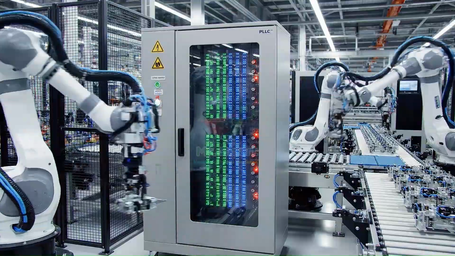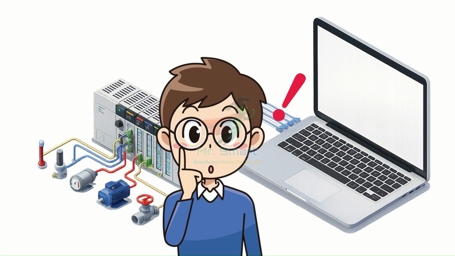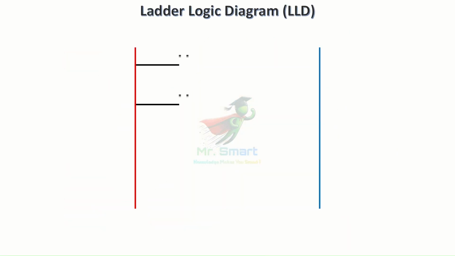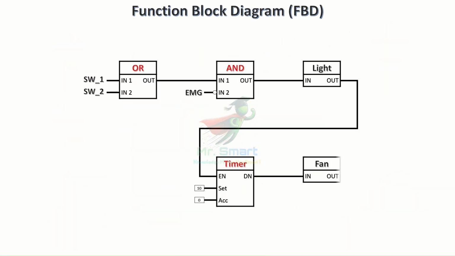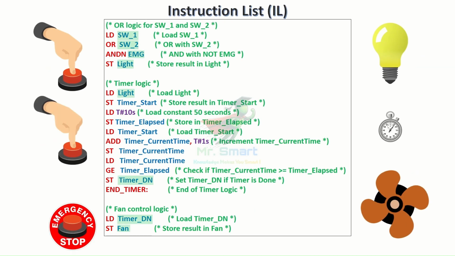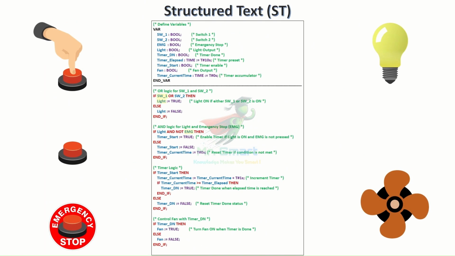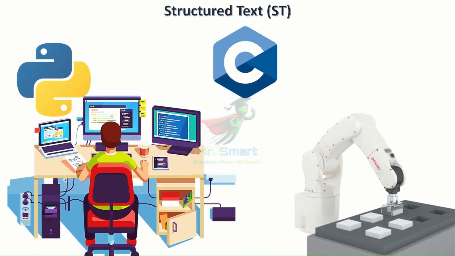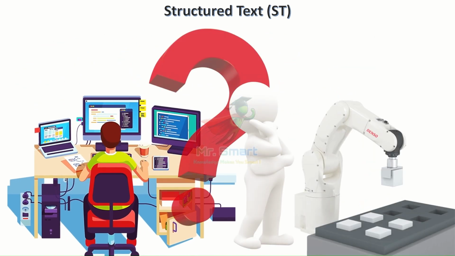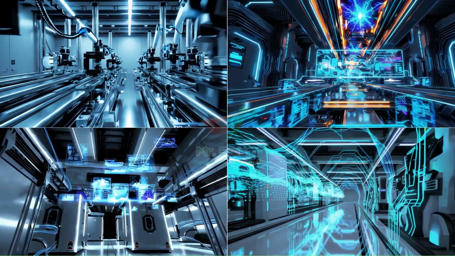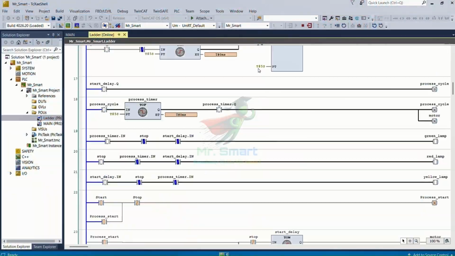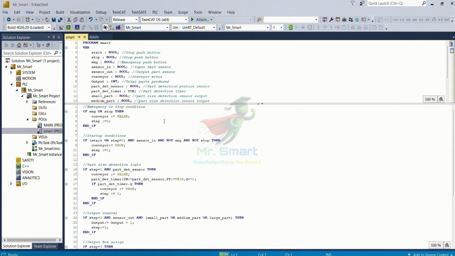In the previous video, we started our journey into structured text programming. We talked about how PLC programming languages evolved, from ladder logic to function block diagram, and finally to structured text, the language that allows PLC programmers to think like software engineers. We also discussed why structured text is becoming extremely important in modern automation, especially when machines become complex, calculations become heavy, and logic becomes more intelligent.